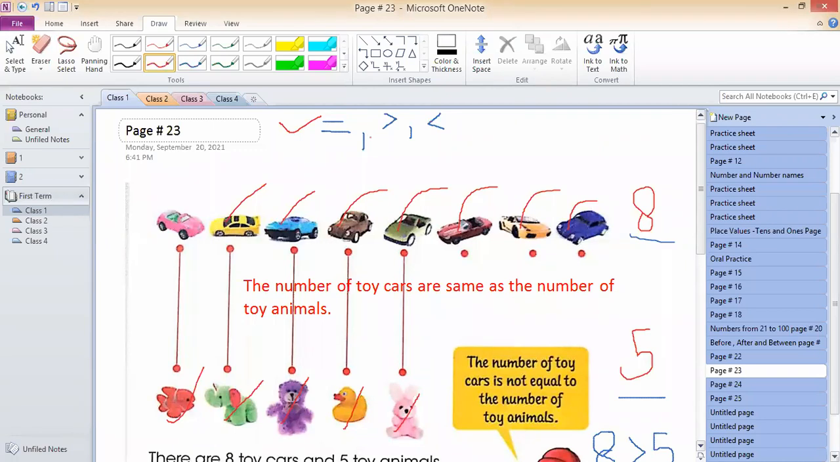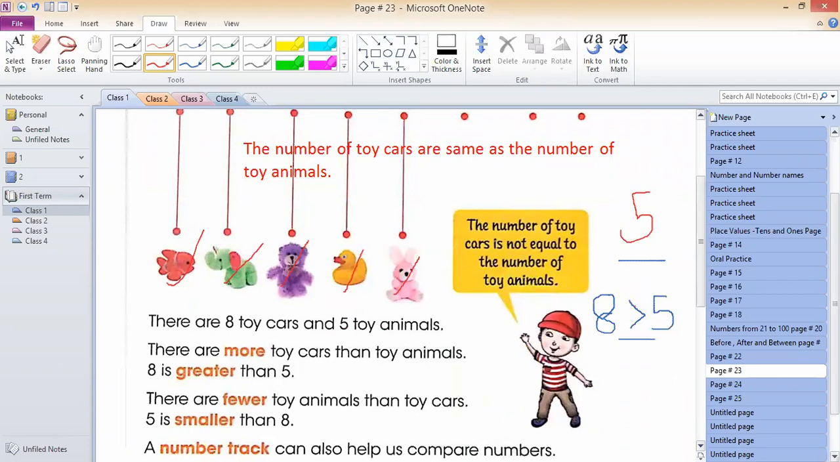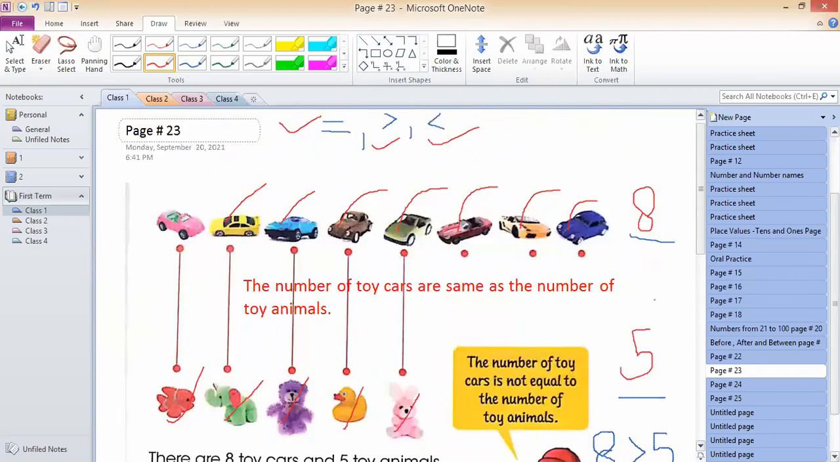When we have one number which is greater, which is bigger, the face of the sign should be in front of that number, and the number which is smaller, the end of the sign should be in front of that number. Like 8 is greater than 5, so I will open the face of this sign in front of the bigger number, and its end should be in front of the smaller number. So we use these 3 signs. This is called equal to, this is called greater than, and this is called less than. Clear, guys? Yes, sir. Very good.